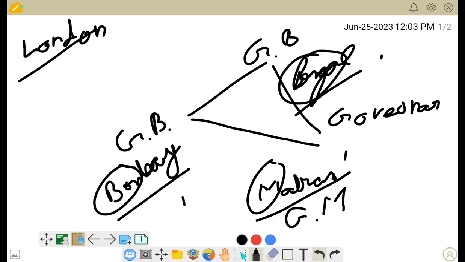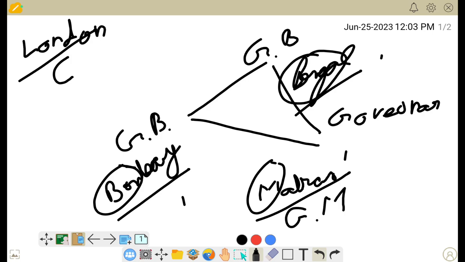So the company is here sitting in London, and the company now has three territories. The company has acquired three territories now, Bombay, Madras and Bengal. And in each territory the company has set up its own branches, and the main head of every branch is called the governor.